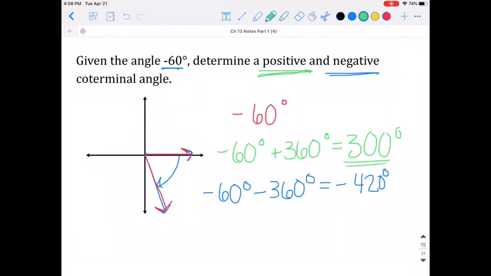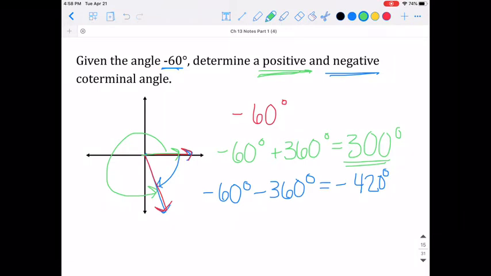The first one is positive 300. So if I start at my initial side and move 300 degrees in a counterclockwise direction, I'll get back to this exact terminal side. And if I start with my initial side and then move negative 420 degrees, that's a full circle and then some. So I start here, I will get all the way back again to this terminal side.